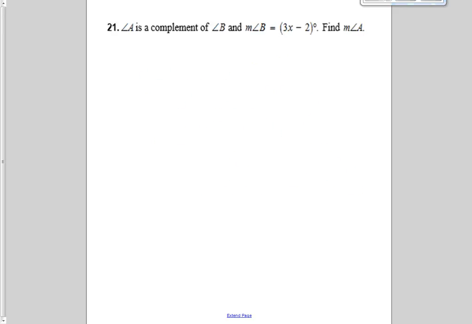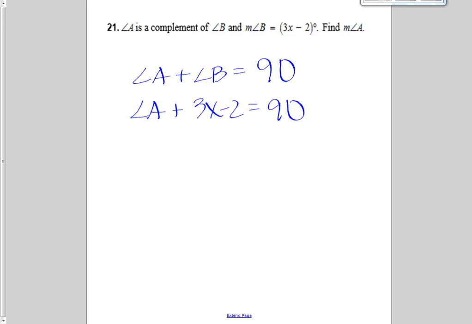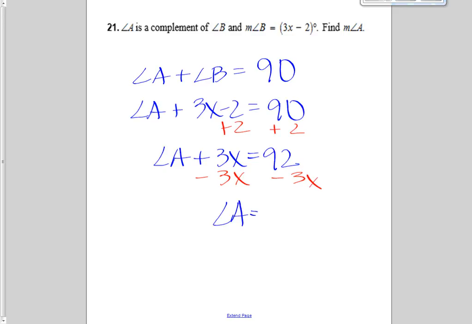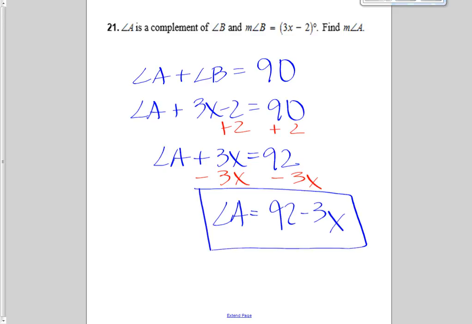Last one. Same situation, but now it's a complement. I'll write all the steps this time. Pretty much the same question, it's just 92 instead of 182.